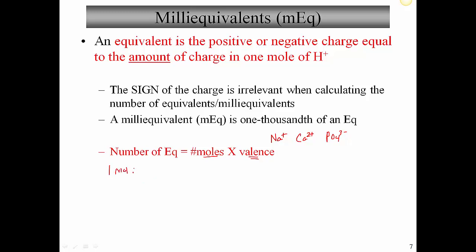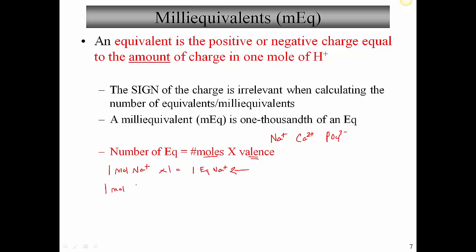Let's assume that I had 1 mole of sodium here, and we know the valence of sodium is 1. We would just multiply that by 1, and that would be 1 equivalent of sodium. Can you see that if we have 1 mole of sodium, that means we have 6.02 times 10 to the 23rd positive charges in that 1 mole, and that's exactly the same number of charges that we had in 1 mole of hydrogen ion. So we would say that these are equivalent. Therefore, this is 1 equivalent of sodium.